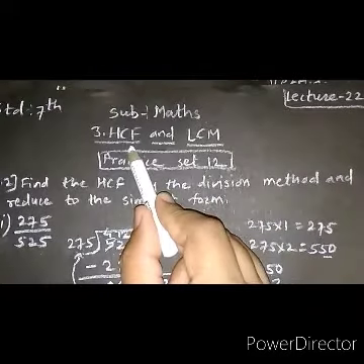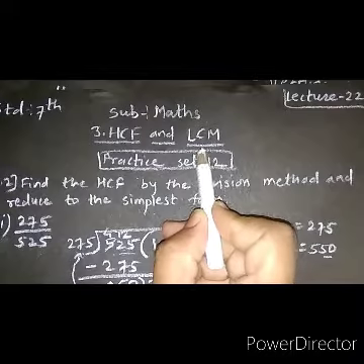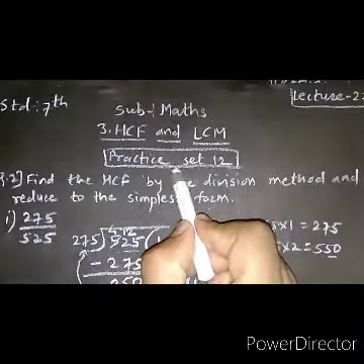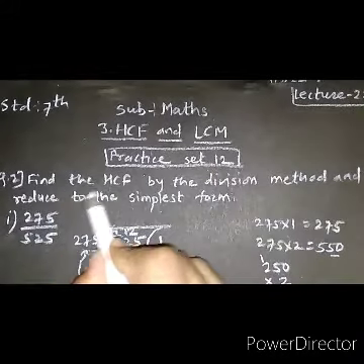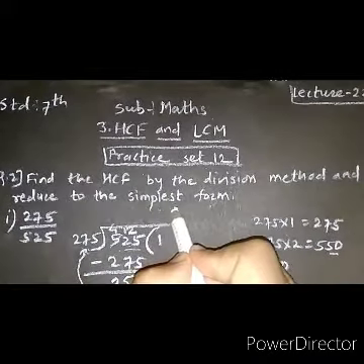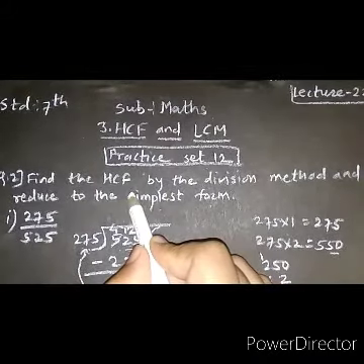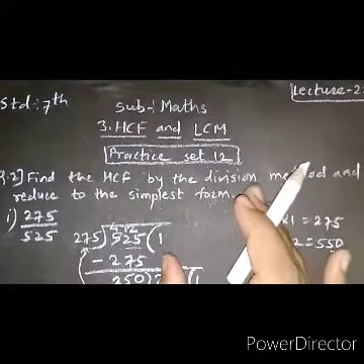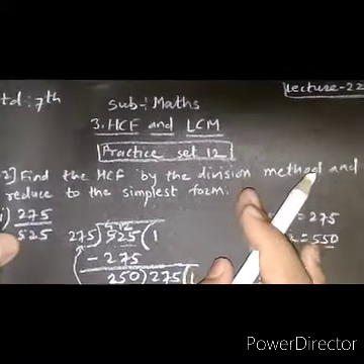Let us see lesson number 3, HCF and LCM. In the previous video, we have seen practice set 12. Question number 2: find the HCF by the division method and reduce to the simplest form. So, we found the HCF. Now, we have to reduce to the simplest form.